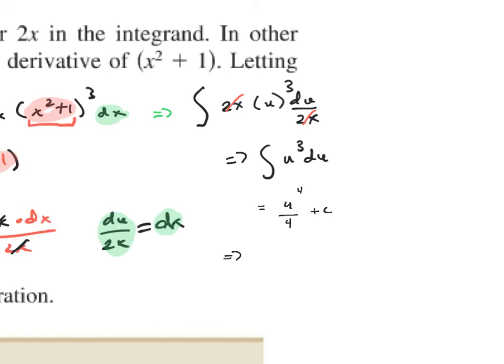But now what we have to do is go back and remember what was u. Our original problem started with x's. We need to end with x's. So I need to back substitute for u. Well, u was x squared plus 1. So what we have then is x squared plus 1 raised to the 4th power all over 4. You could write that as 1/4, but that's perfectly fine. And then we have our plus c.